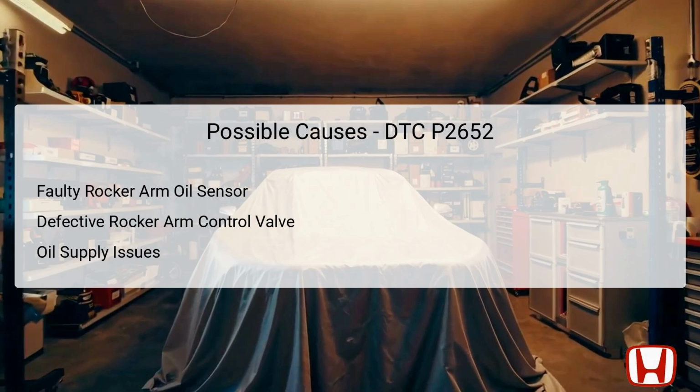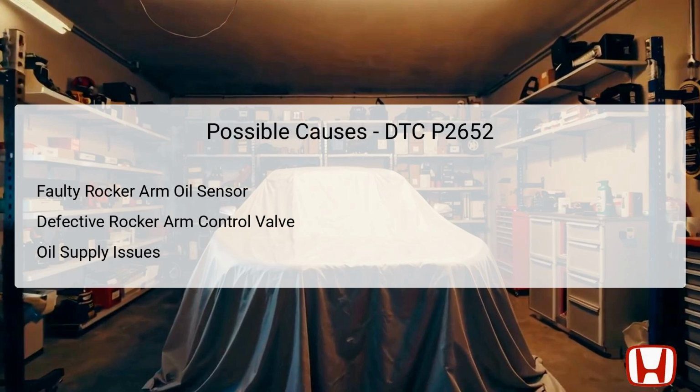When analyzing the possible causes of DTC P2652, there are a few primary candidates to consider. Firstly, a faulty rocker arm oil pressure sensor could be producing incorrect data, leading the PCM to believe there is an issue when there might not be one. Secondly, a defective rocker arm oil control valve might fail to operate properly, preventing the correct amount of oil from reaching the rocker arms, thus affecting oil pressure readings.